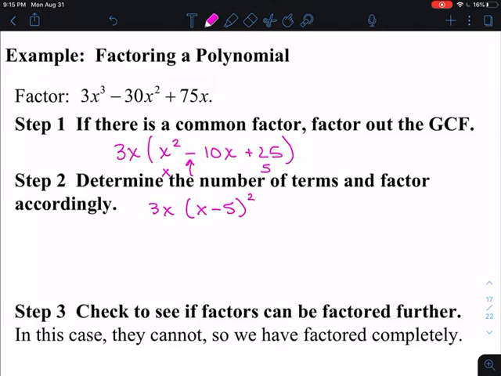Step 3, check to see if factors can be factored further. So in this case they cannot, so we factor completely. Inside the binomial we have an x minus 5. There's nothing more that we can do with that.